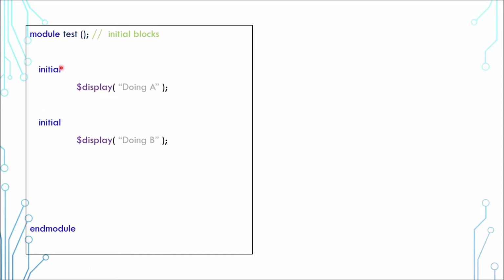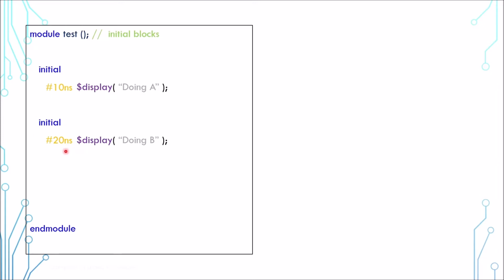One way to create threads is by using initial blocks. It is hard to visualize threads in this example because they both do not consume time. We can add delay into the execution to better understand the concept of threads. In this example, thread A takes 10 nanoseconds and thread B takes 20.